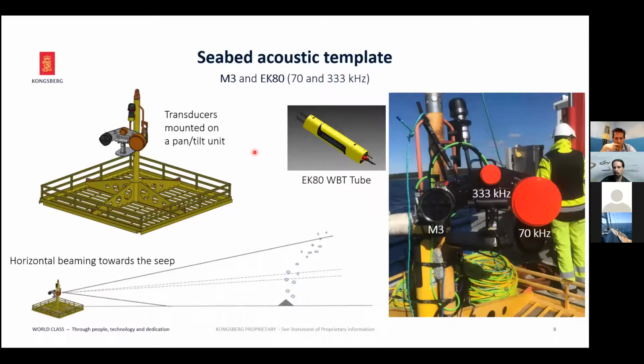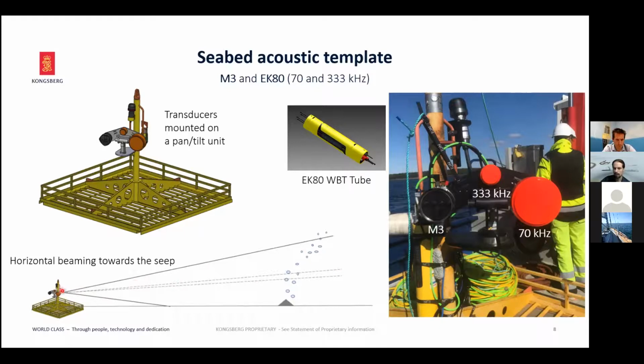The acoustic template, installed several 10 meters away from the gas release, comprised the lander structure with a pan and tilt unit. On this pan and tilt unit, you had this acoustic imaging multi-beam sonar, as well as a single beam echo sounder with two frequencies, namely 333 kilohertz and 70 kilohertz. As you can see from this schematic, these transducers were horizontally pointing towards the gas seep.